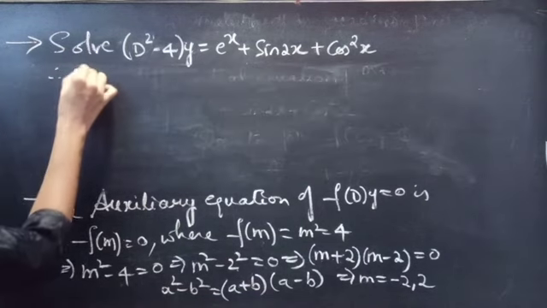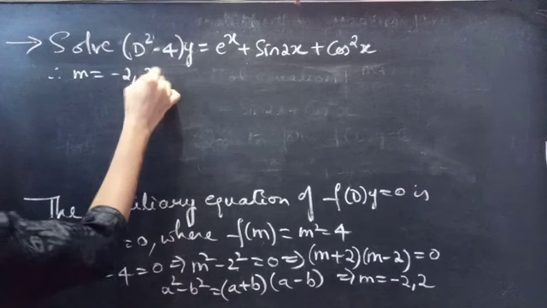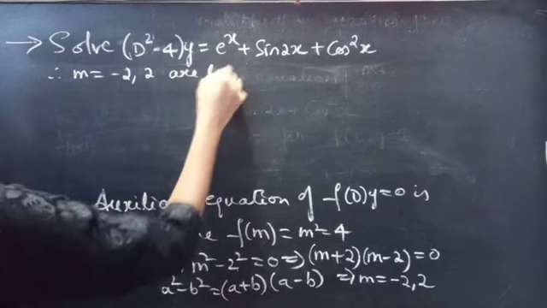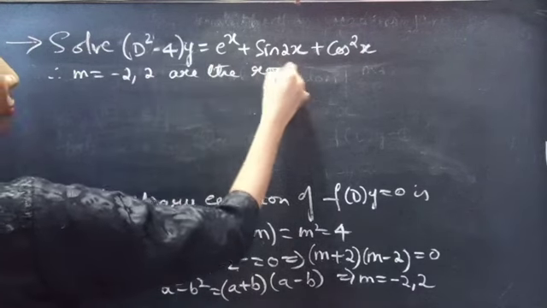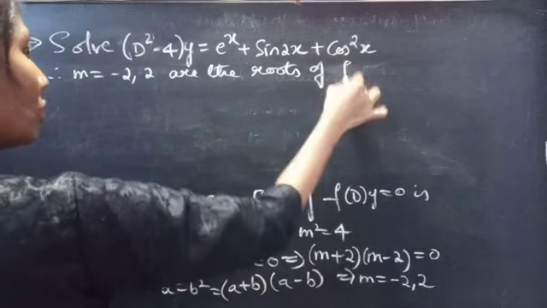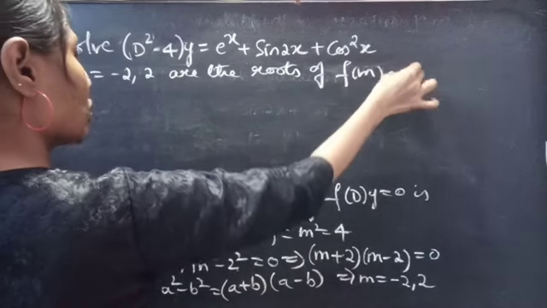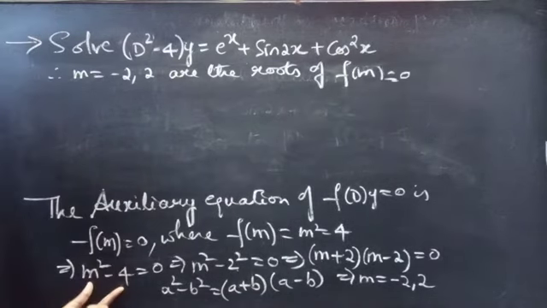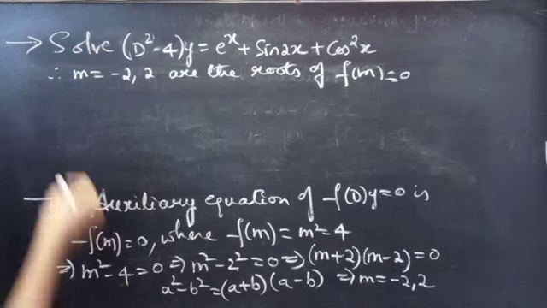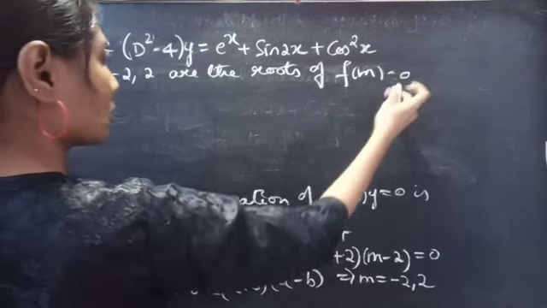Therefore, m equals minus 2 and plus 2 are the roots of our auxiliary equation m square minus 4 equals 0, which are real and distinct.